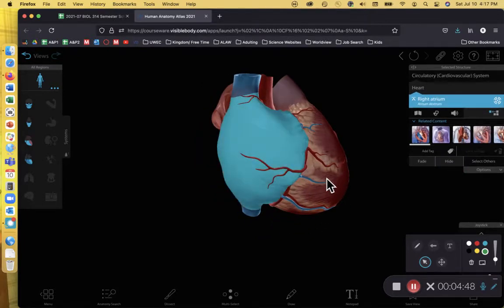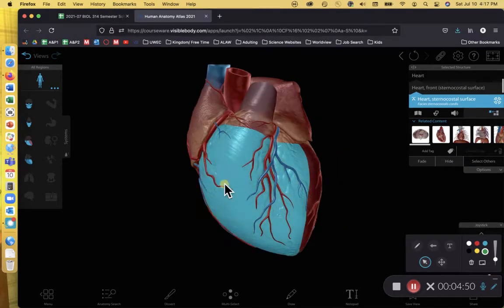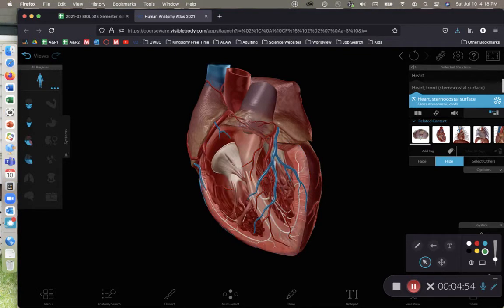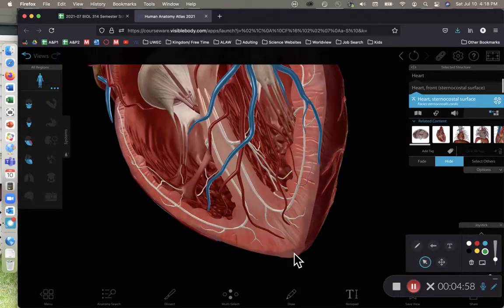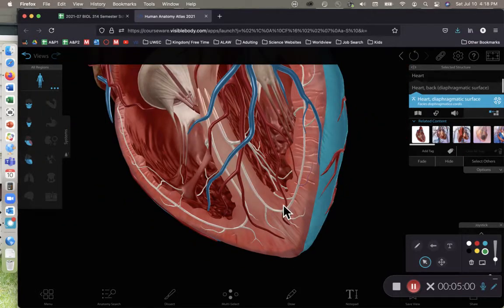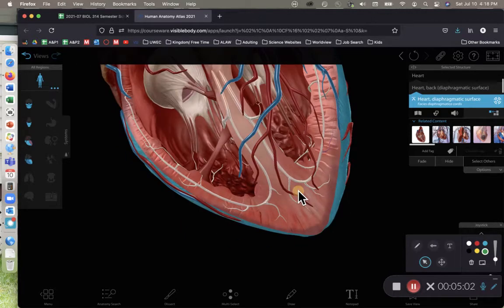And any surface layer of the heart is going to be referred to as the epicardium. And I hid that. I just hit the H button. So now you can see how I have that epicardium highlighted. And yes, right here, Visible Body calls it the diaphragmatic surface. Visible Body in this instance is going into too much detail. You don't need to know it in that much detail. We have epicardium on the outside.